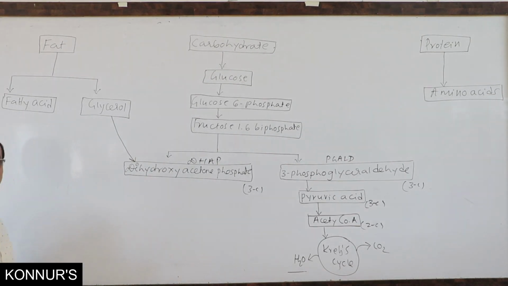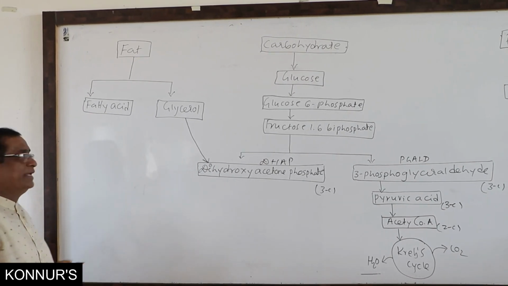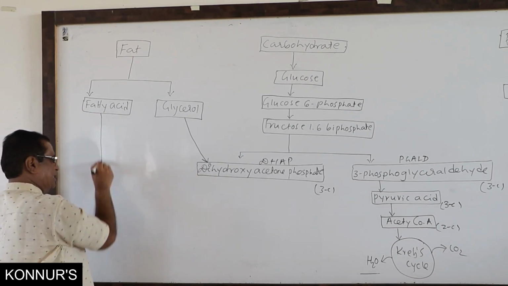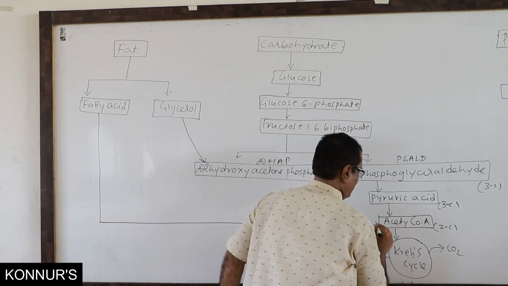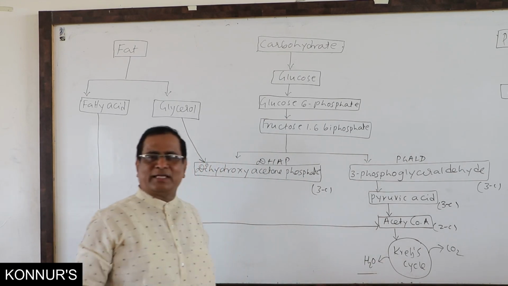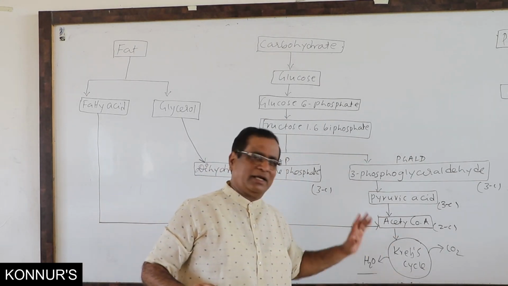And another monomer of fat is a fatty acid. What this fatty acid does is, it is converted into acetyl coenzyme A and enters into the Krebs cycle.